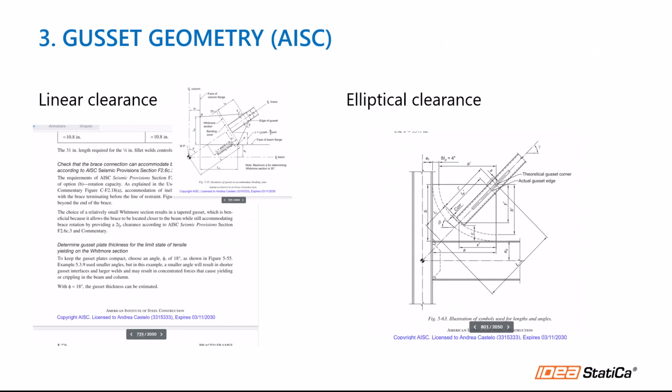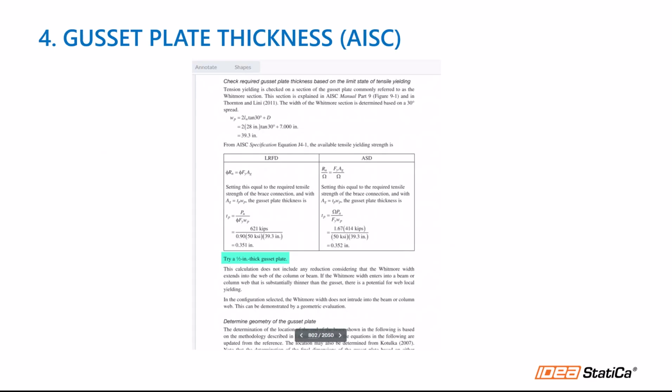After the calculation of the expected strengths in tension and compression, the gusset geometry is iterated. In this example, example 11, it uses elliptical clearance. I am using the first iteration to model it in IDEA StatiCa. Then the gusset plate thickness is calculated using the tensile strength of the brace connection formula. This can be used as a starting point for the model setup in IDEA StatiCa. So you can see that they are trying a 1/2 inch thick gusset plate.